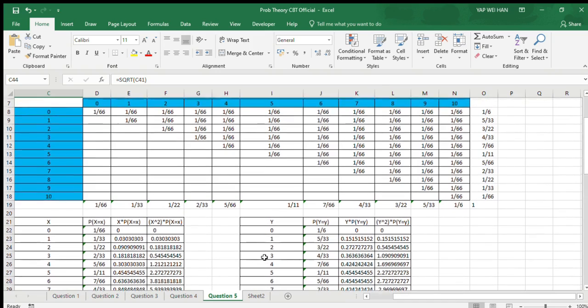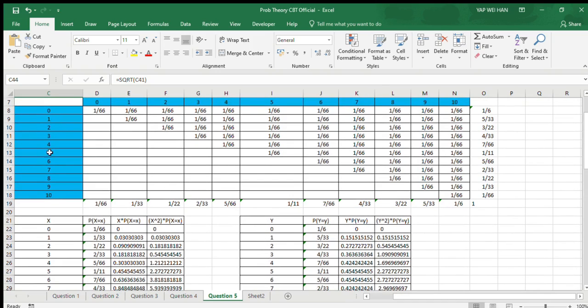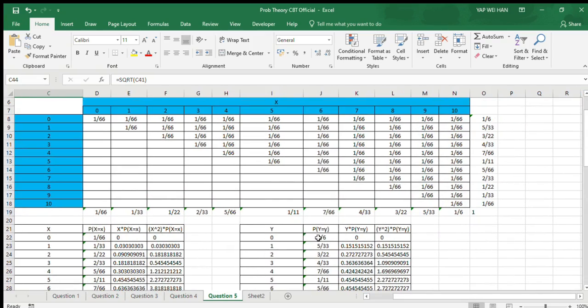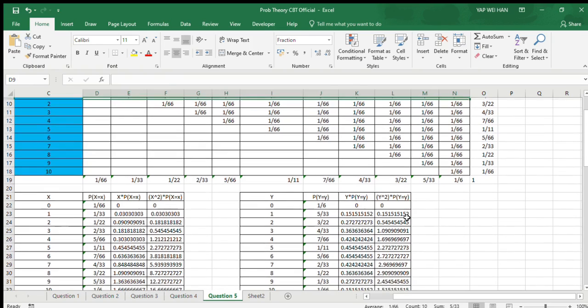So just do the same thing, copy from 0 to 10. Then we are going to find the probability of Y when it is 0. So we just add everything up in this row. So we get 1 over 6. Do the same thing for when Y equals 1. You get 5 over 33. Do the same thing for the rest.